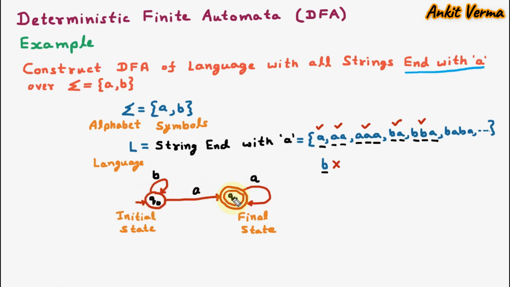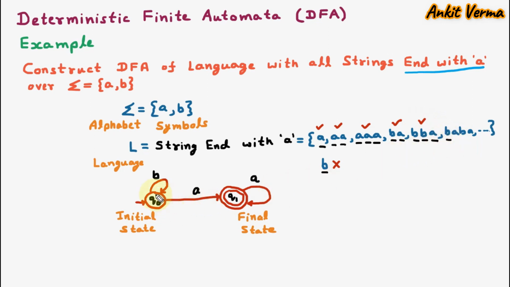On Q1, if A comes, there is a self loop. But if B comes, what will happen? That means we have to proceed further. We are checking another string. So let us suppose that B comes.